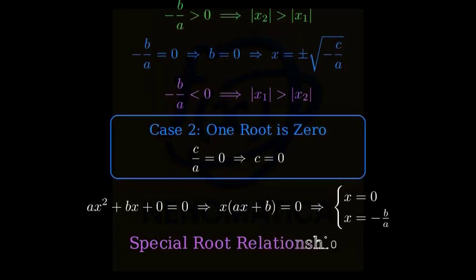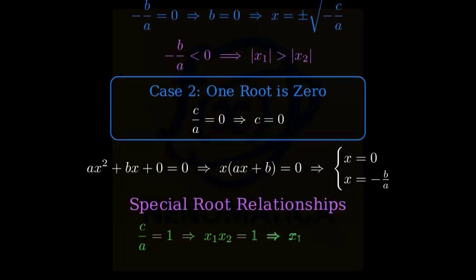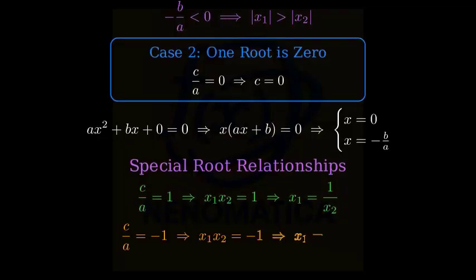Important note on special relationships. If c over a equals 1, then the product x1 times x2 equals 1, meaning the roots are reciprocals of each other. If c over a equals negative 1, then x1 times x2 equals negative 1, so the roots are opposite reciprocals.